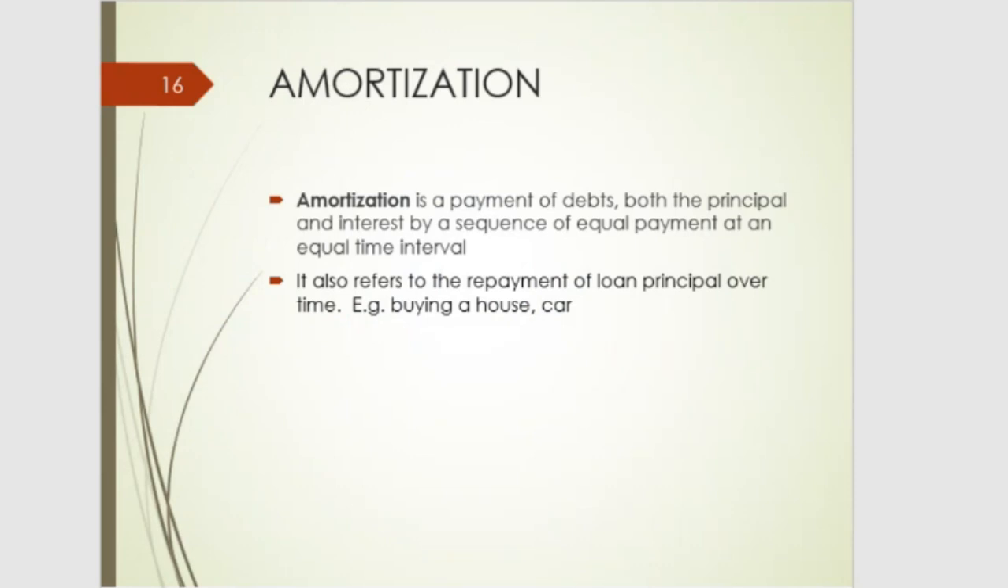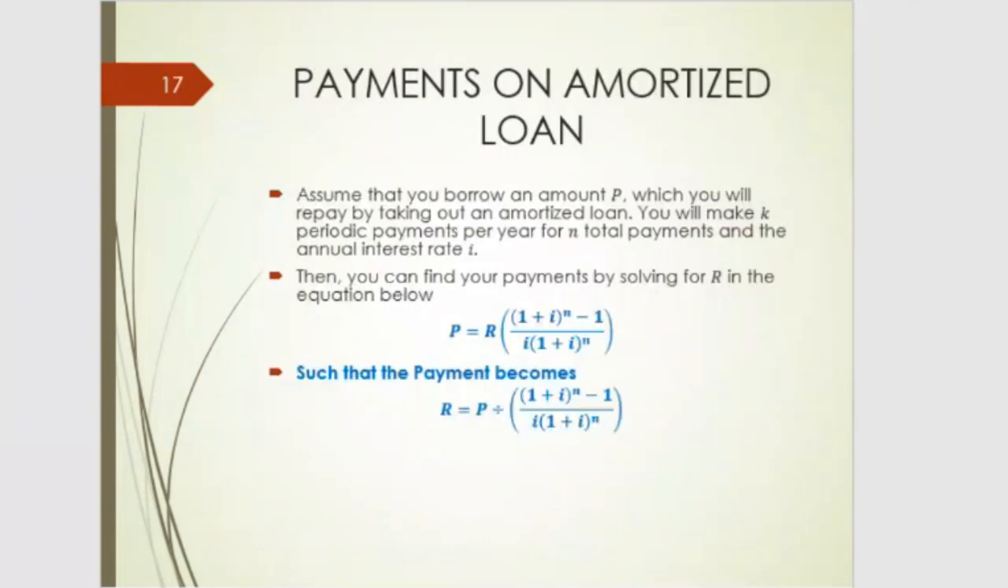We also touched a bit on amortization. The difference between annuities and amortization is that with amortization, we are concentrating on the payment of debts, so both the principal and interest, by a sequence of equal payments at equal time intervals. In other words, we're talking about loans, like a mortgage loan, say you are buying a house, or in fact long-term loans, like buying land. That is amortization. And with amortization, it uses the present value of annuity; their formula is the same.